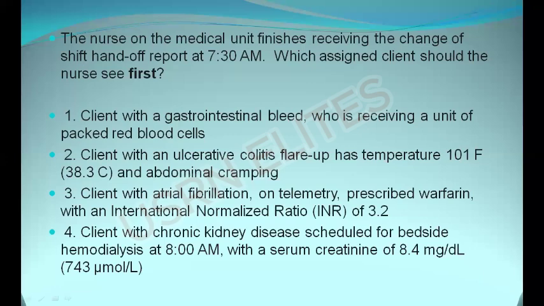Okay, so I'm going for option 3. Why option 3? Because option 1 has a gastrointestinal bleed and is already receiving a pack of red blood cells. So management is being done. It's ongoing. And then with option 2, the client has an ulcerative colitis flare-up, and then temperature is expected to be high, coupled with abdominal cramping. And when it comes to option 4, chronic kidney disease, he's already scheduled for dialysis at 7:30 a.m. There is a 30-minute period. Serum creatinine is expected to be high. So 8.4 is already going for hemodialysis, so that's not a problem. It's not really an emergency.